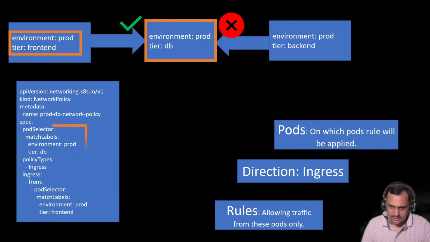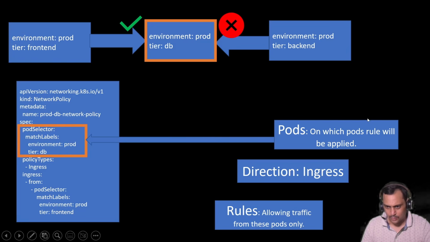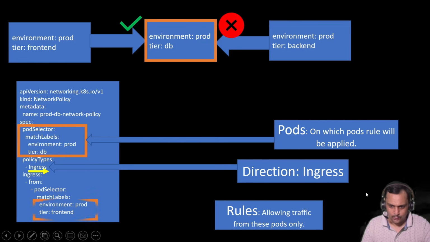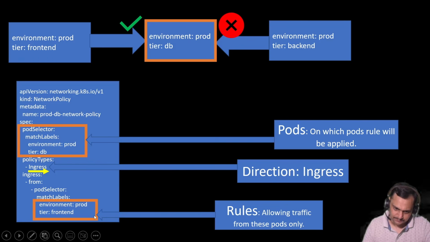Now you can see here the ports on which pod the rule will be applied. And for direction, we are using ingress and rules allowing traffic only from these ports only. I hope now it is clear, but I will make sure that at the end of this video, you will understand all the network policy rules.